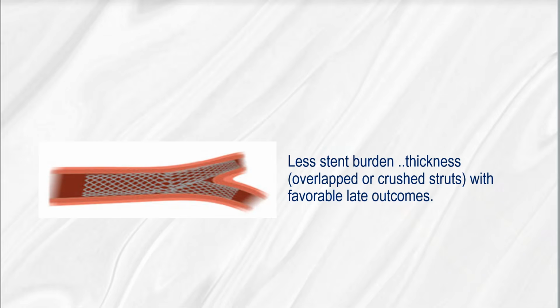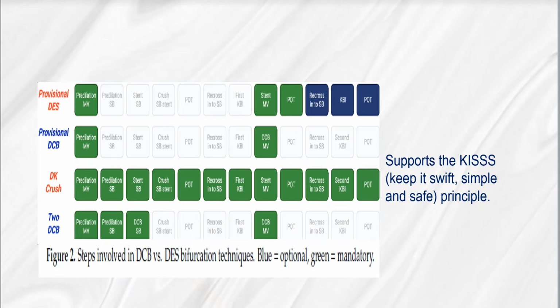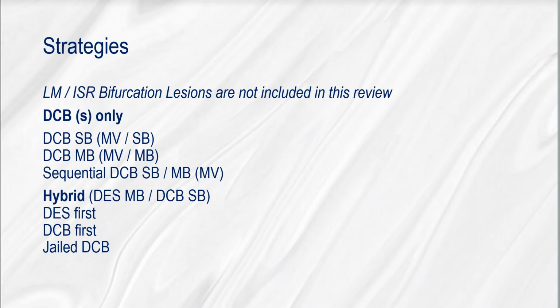with favorable late outcomes. Drug-coated balloon supports the KISS principle: Keep it swift, simple, and safe. And these are the different strategies in using drug-coated balloon in bifurcation lesions. Drug-coated balloon only strategy may include dilatation of the side branch, main branch, or sequential dilatation of side and main branches. Each may include main vessel dilatation.